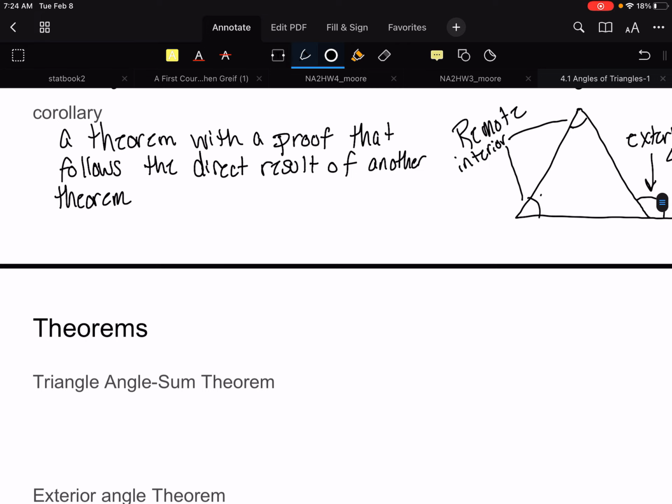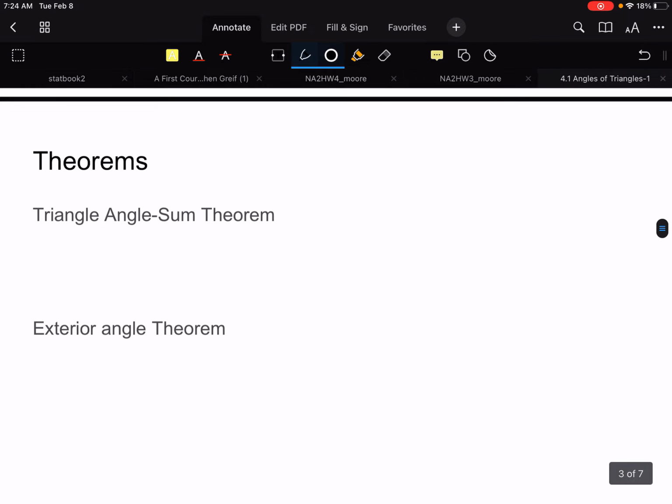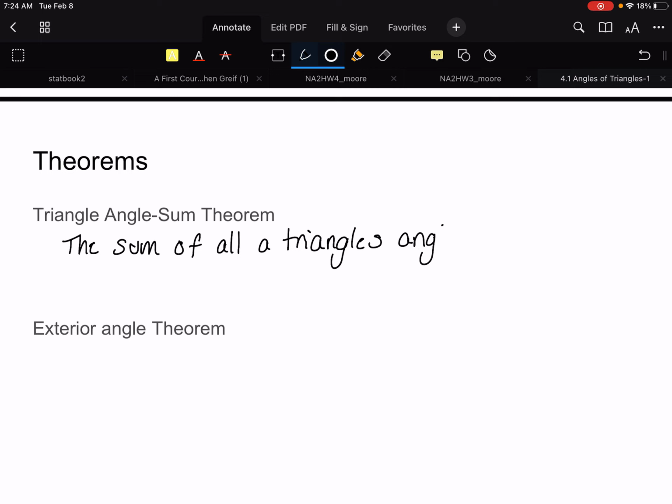A few theorems that we are going to go over. First one is the triangle angle sum theorem. This theorem says that the sum of a triangle, the sum of all of its measures, all of the angles, is 180 degrees, which is something you should already know.